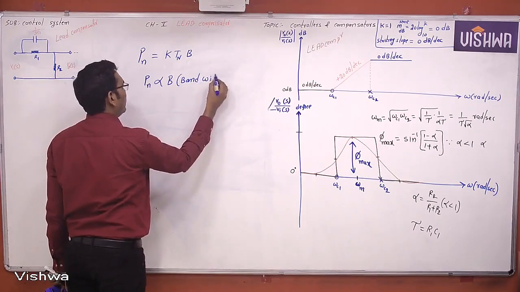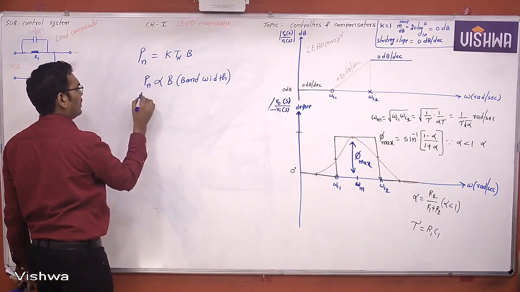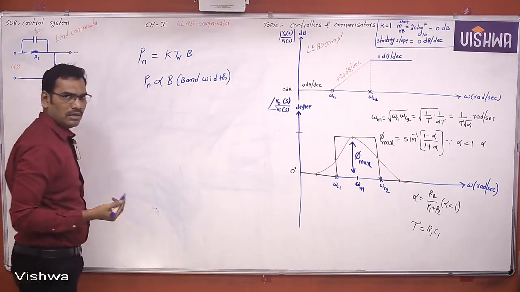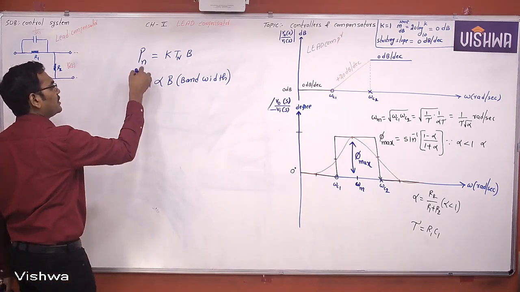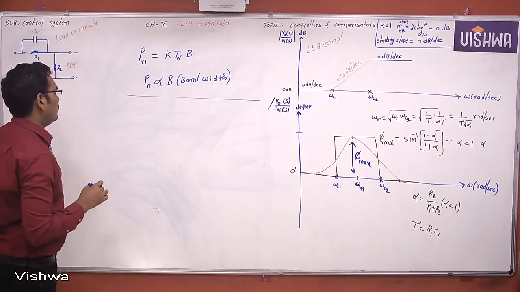What is the meaning of that? As B increases, noise power also increases, since they are directly proportional. As bandwidth decreases, noise power also decreases. Directly proportional.